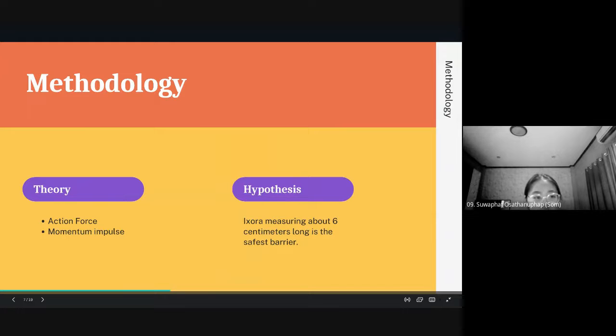And next one is the methodology. The theory that we use is the action force and momentum impulse. So our hypothesis is that Ixora, measuring about 6 centimeters long, is the safest barrier compared to Eugenia, Cape Jasmine, and plastic barrier.